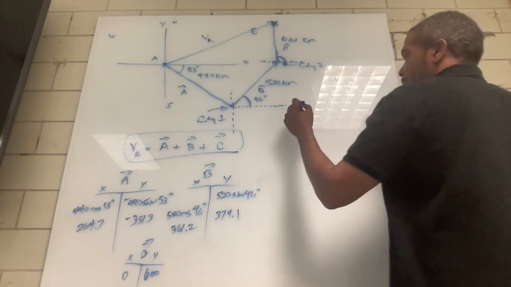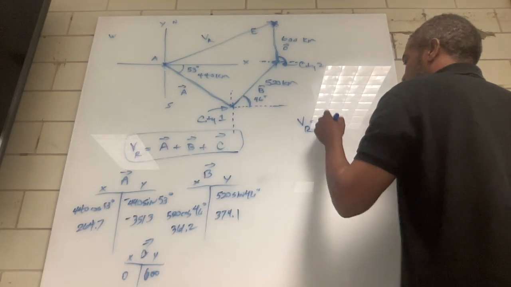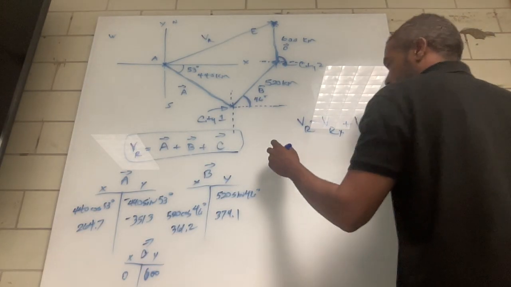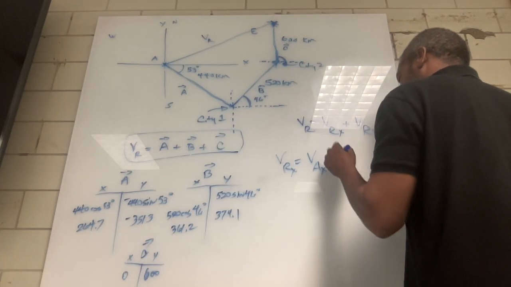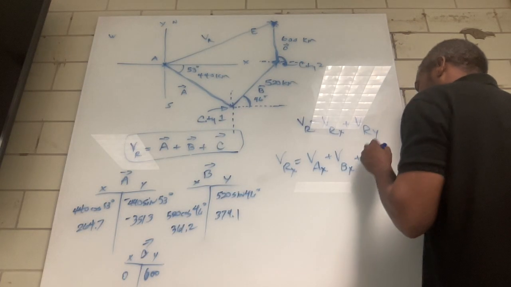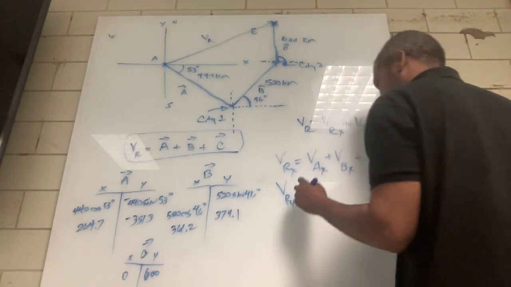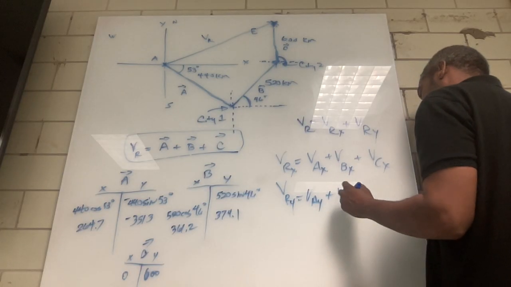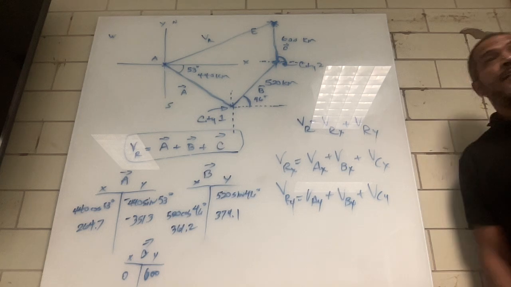And we're going to say V, so we're trying to find VR is equal to VRX plus VRY. And VRX is equal to VAX plus VBX plus VCX. VRY is equal to VAY plus VBY plus VCY. You got it now?